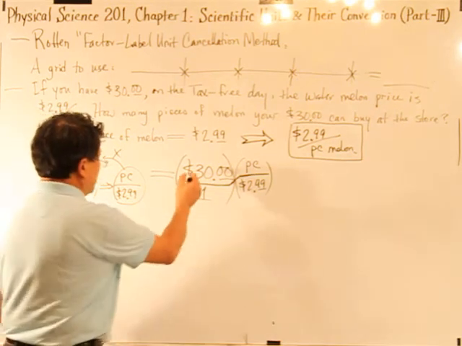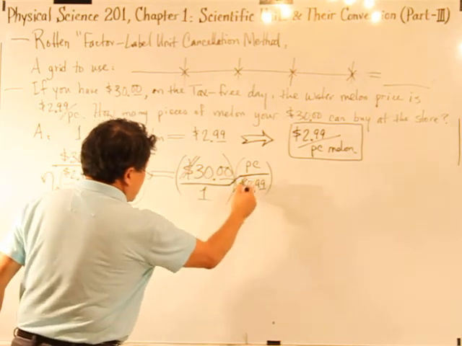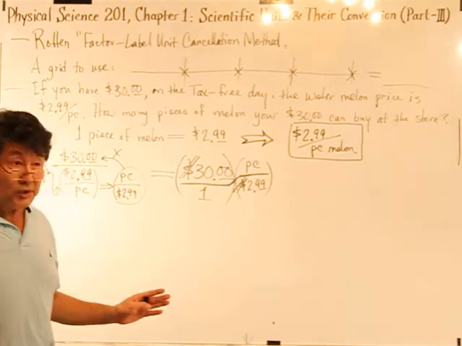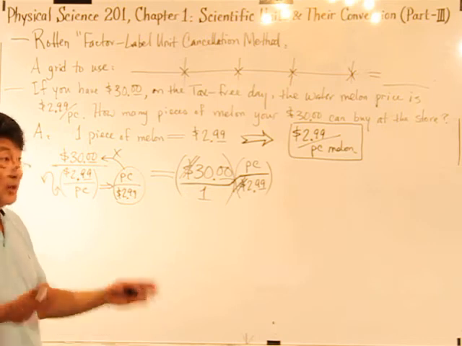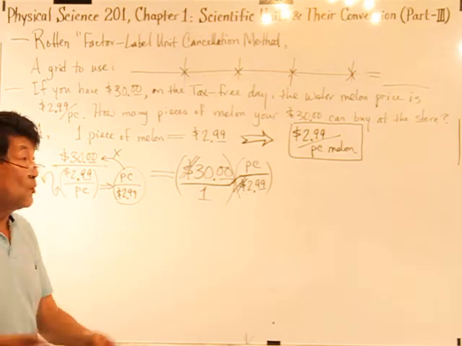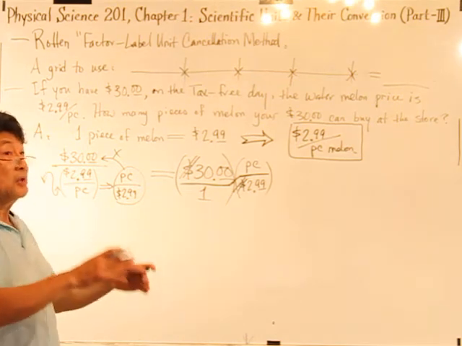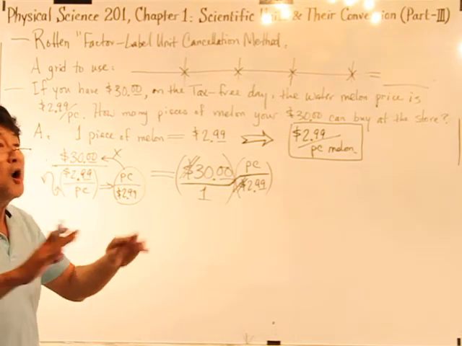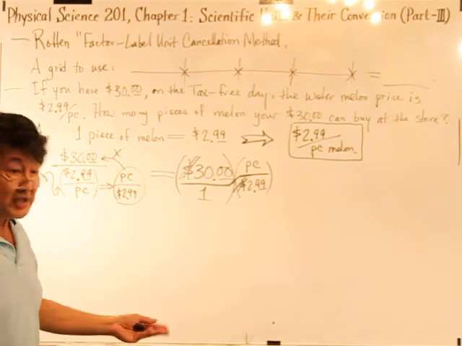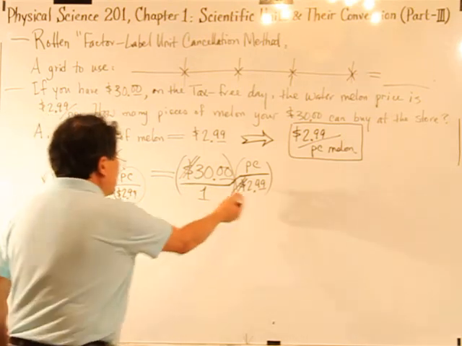So you can cancel what? Cancel the dollar sign. So the dollar sign disappears. That's what you want, right? You don't want to get 10-piece dollar. You want 10-piece watermelon. You don't want to get a 10-piece melon dollar. You don't want to get a strange answer like that. The dollar sign should no longer belong to the answer. There's no place for the dollar sign. Agree? So you agree. The dollar sign is gone.